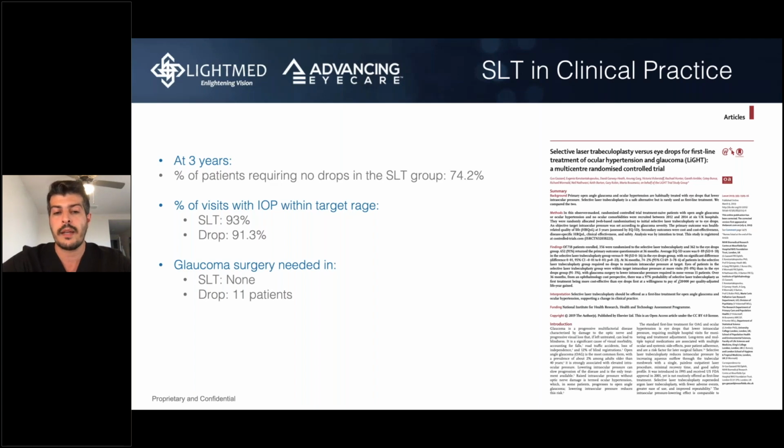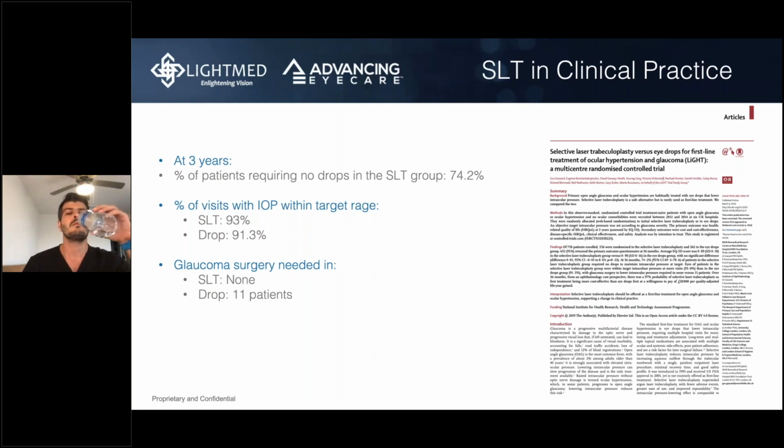before seeing the LIGHT trial results and before being more familiar with SLT, that was probably what I did. Start the patient on latanoprost. If I was not happy with the pressure lowering, then I would supplement it with an SLT. And the majority of eye doctors, that's probably what they used to do. Start an eye drop first, then SLT. Given the new data that I just presented, I hope I convinced you to do SLT first.